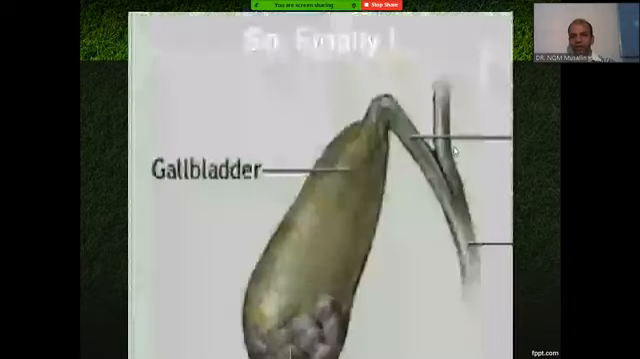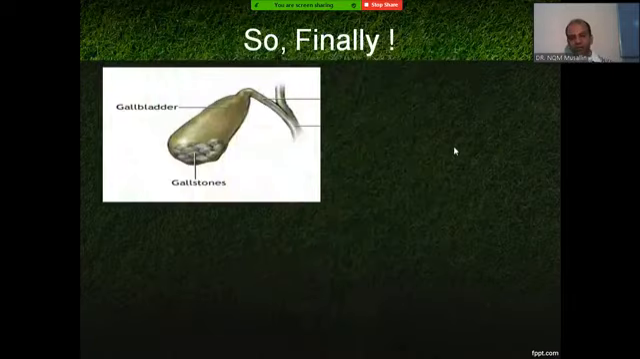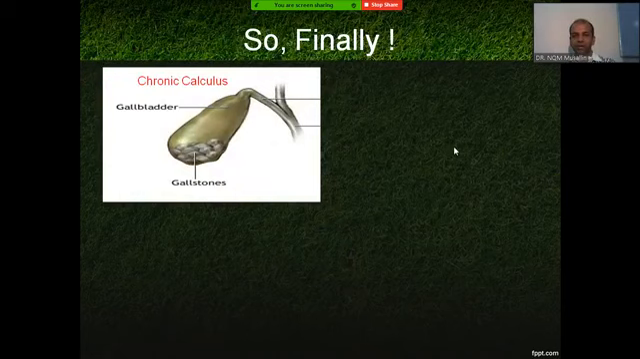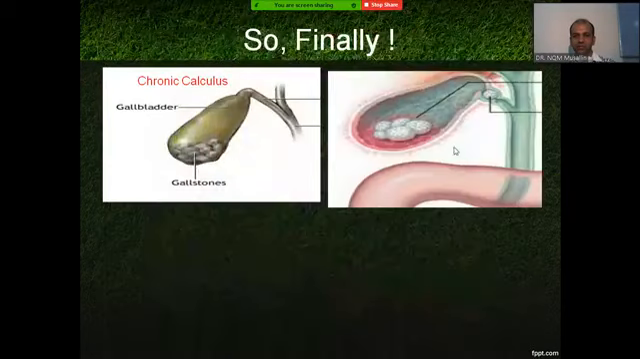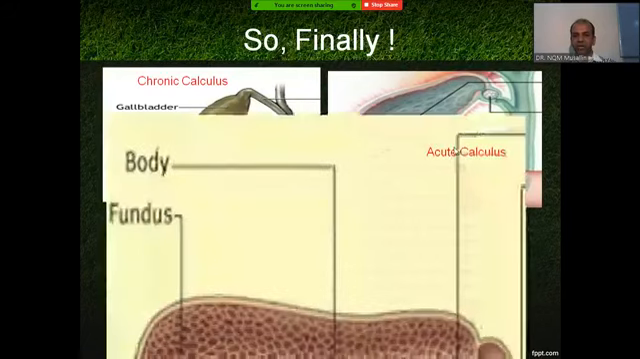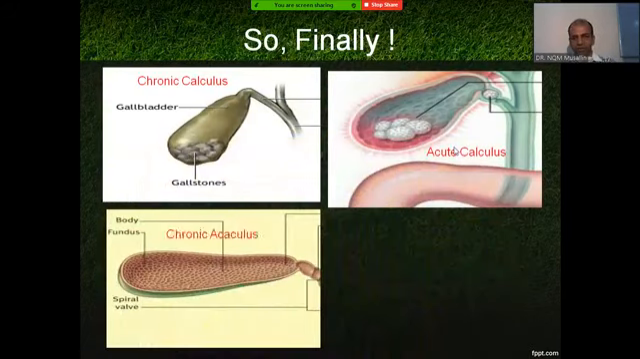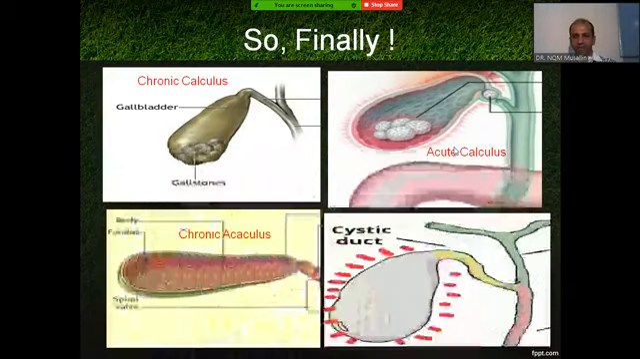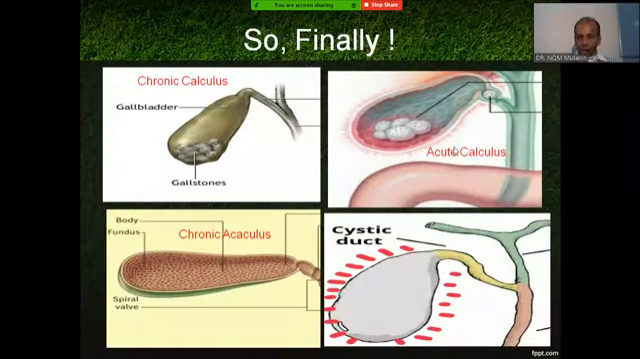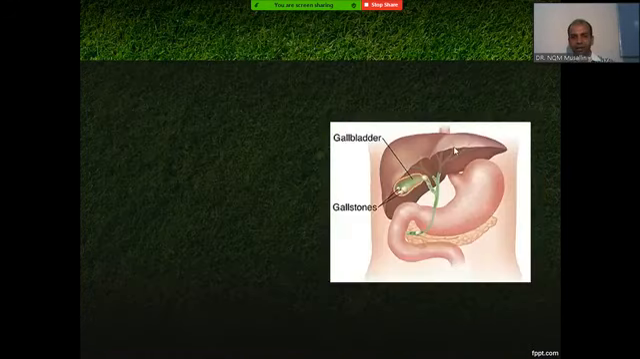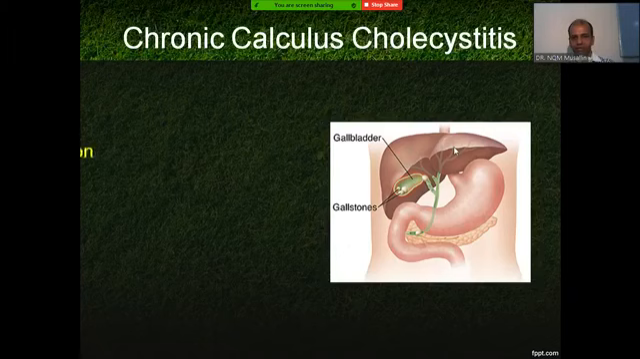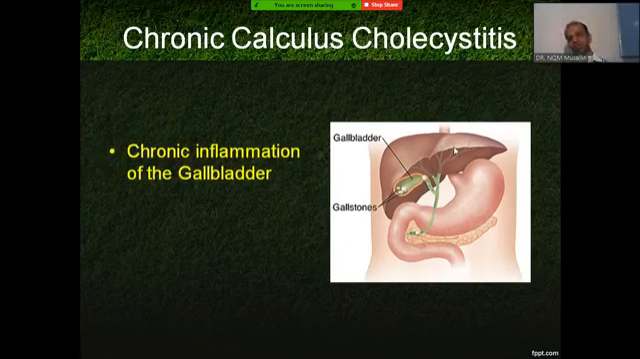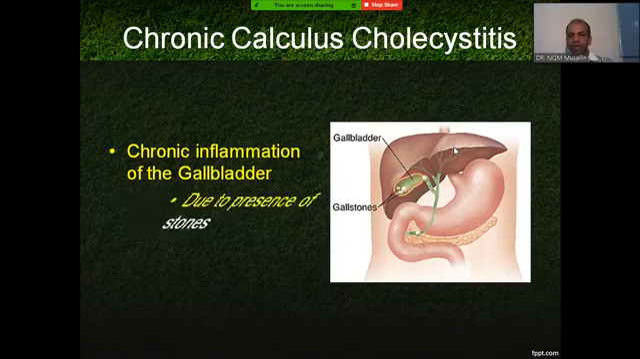So finally, cholecystitis may be classified into 4 types: chronic calculous cholecystitis, acute calculous cholecystitis, chronic acalculous cholecystitis, and acute acalculous cholecystitis. Of those, the most common is chronic calculous cholecystitis. So our today's discussing point is chronic calculous cholecystitis. So what is chronic calculous cholecystitis? Chronic inflammation of the gallbladder due to the presence of stone is called chronic cholecystitis.